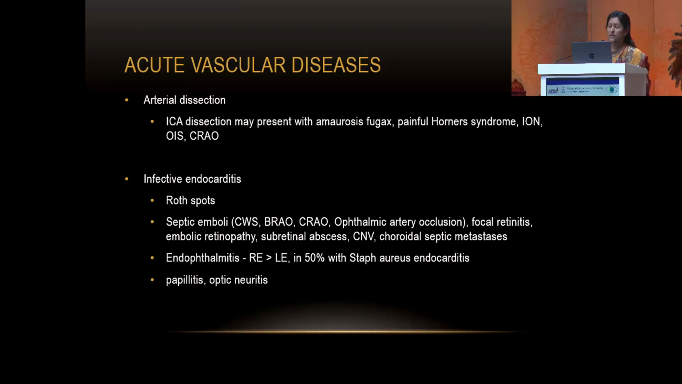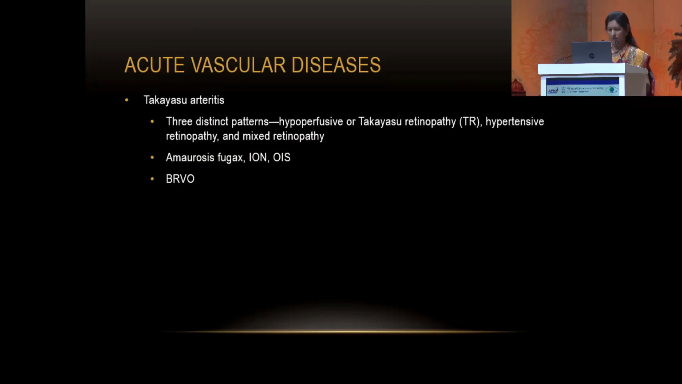These may even present with white patches such as focal retinitis or the embolic retinopathy or subretinal abscess, and even CNV has been reported secondary to these emboli. Endogenous endophthalmitis might happen in infective endocarditis. It is commonest with Staph aureus and more common in the right eye because of the straight path from the heart, and rarely you may get papillitis or optic neuritis.